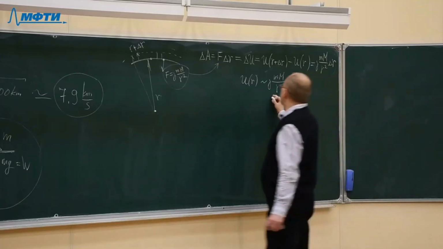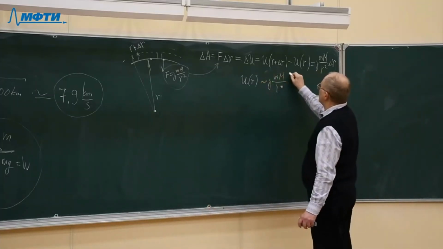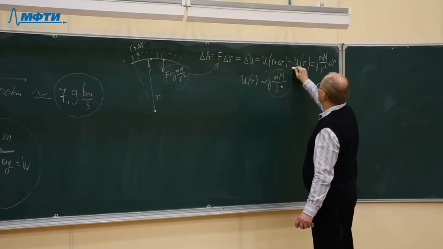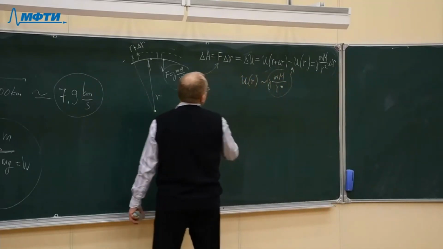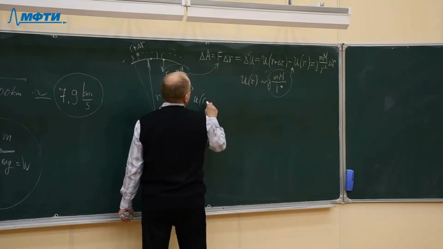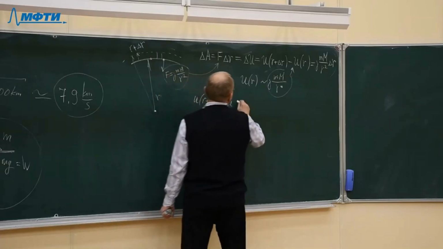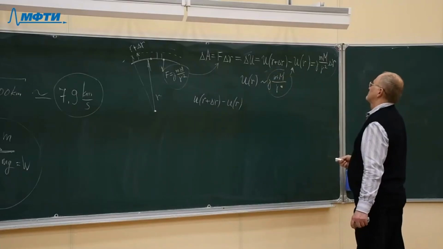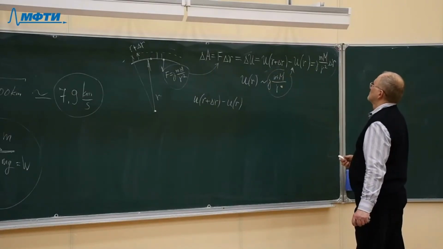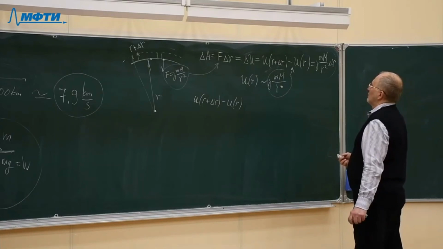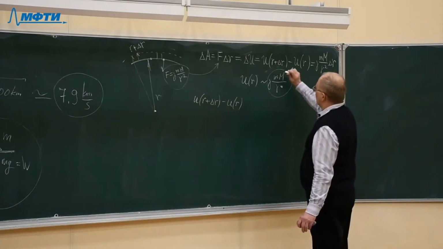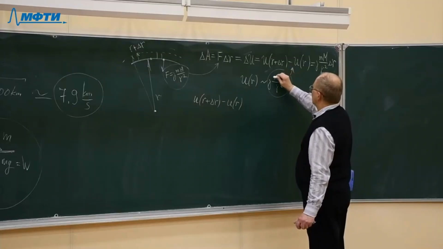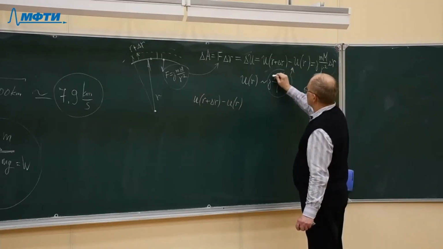And to prove this, it's very easy: we take this formula and substitute it into this expression. Then we obtain that potential energy at a higher orbit, r plus delta r, minus potential energy at a lower orbit, r. Because I know the correct answer, I will immediately put a minus sign here.